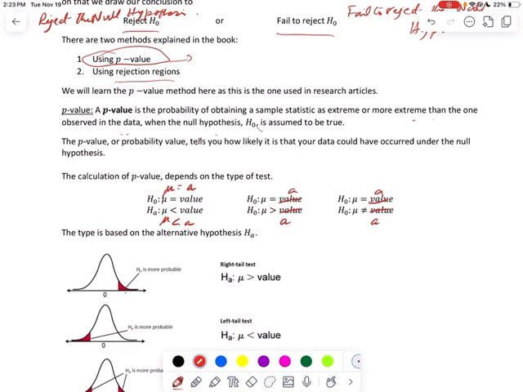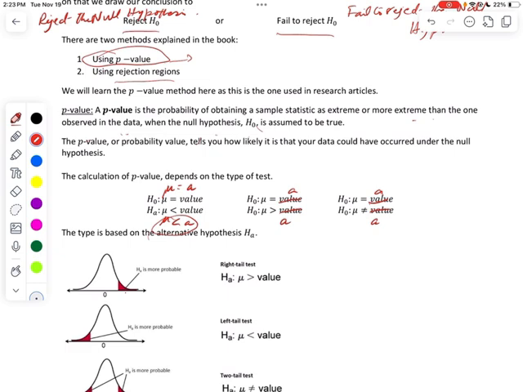In the case of the less than sign, this is called the left tail test. If it has a greater than sign, then we call it a right tail test. And if we have a not equal to sign, then this is called the two tail test.